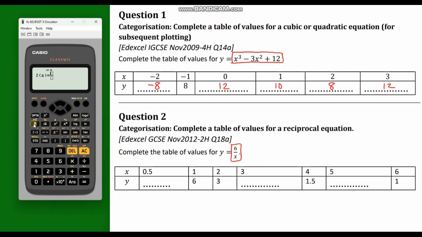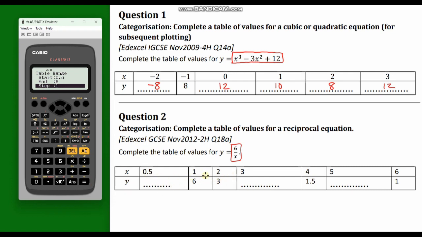So if we type in the fraction button, press 6, go down, and we're going to put in x, which is going to be alpha, close brackets, and then press equals. We don't need to worry about this because we've only got one equation. Press equals. Our start is 0.5. Press enter. Our end is 6. Enter. Our step.